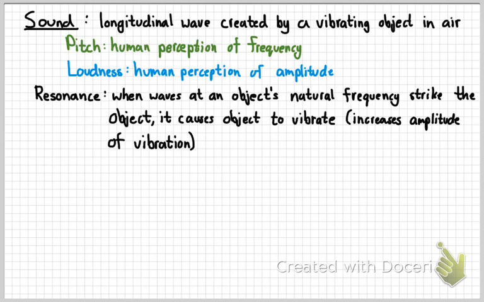Another example of resonance is when you took one tuning fork and made it ring and you held it next to another identical tuning fork, and then the second tuning fork rang. The reason the second tuning fork rang is because the waves from the first one were at the natural frequency of the second one.